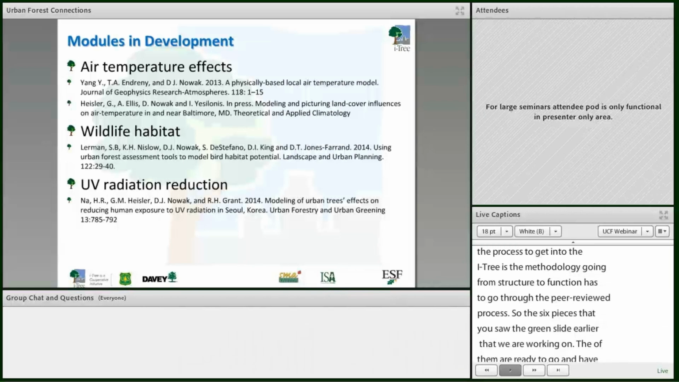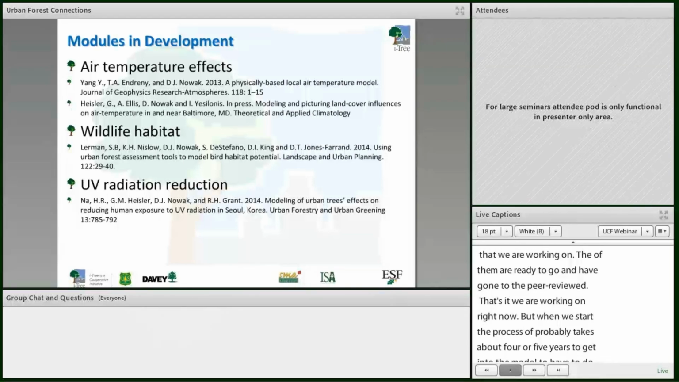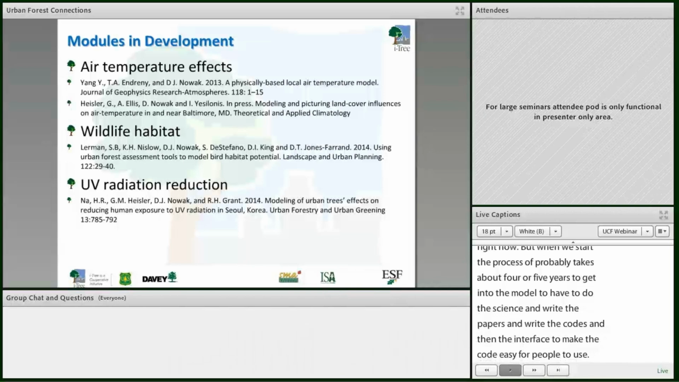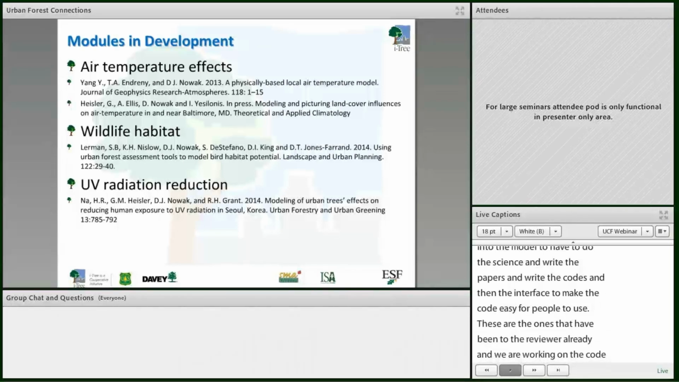So truthfully, when we start the process, it probably takes about 4 to 5 years to get it into the model. We have to do the science, we have to write the papers, then we have to write the code, and then we have to write the interface to make the code easy for people to use. So these are the ones that have been through peer review already, and we're working on the code right now to get it out. All of these will probably be out next year, I would bet. It's air temperature effects, which will go into landscapes we'll talk about later, wildlife habitat, and UV radiation reduction. So there's more coming.